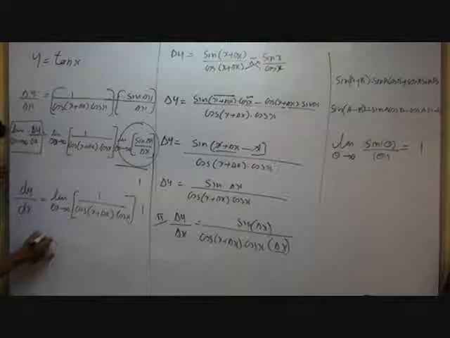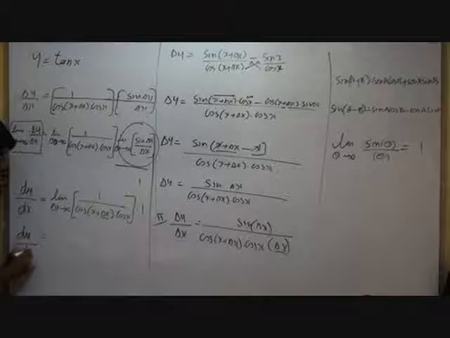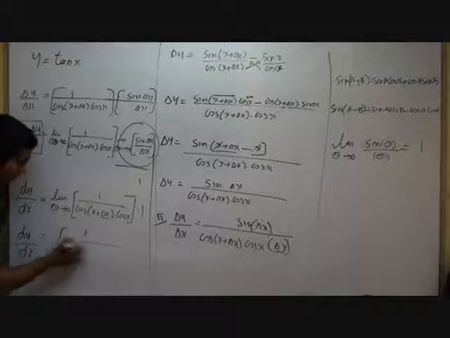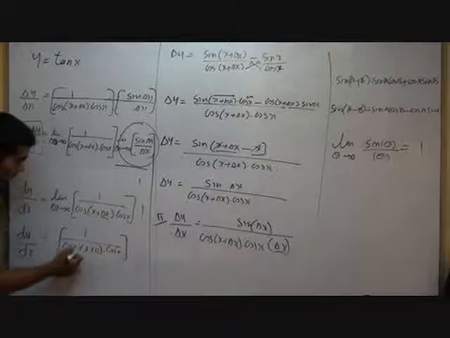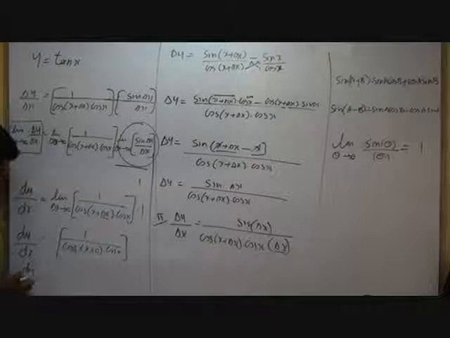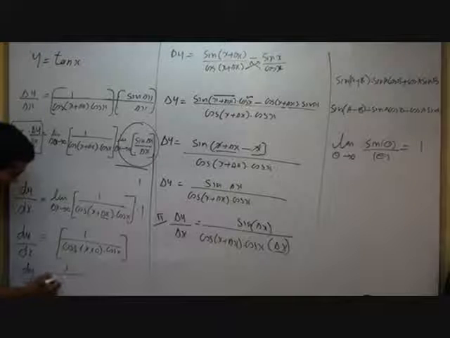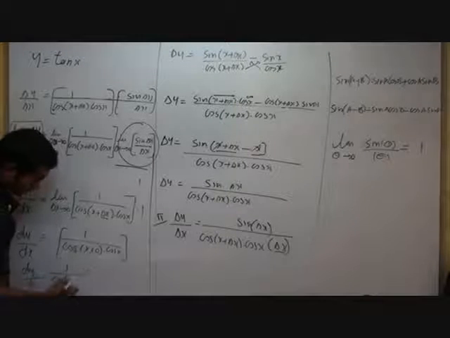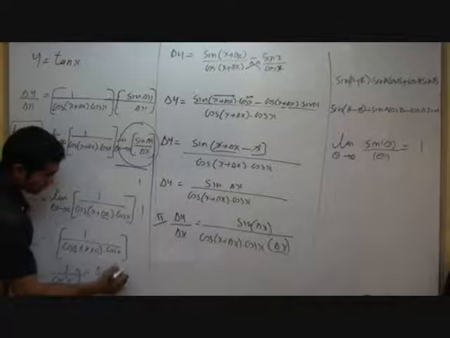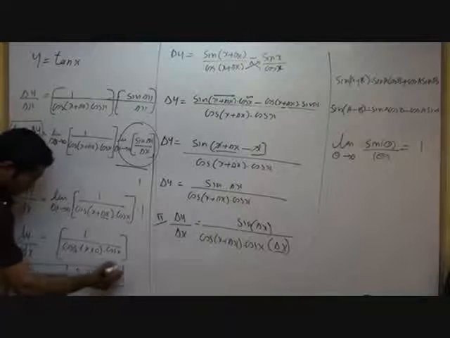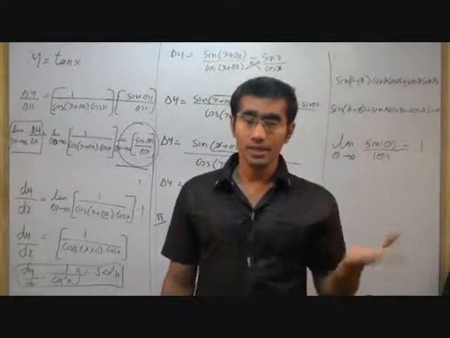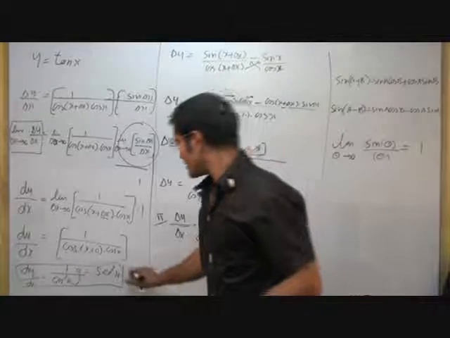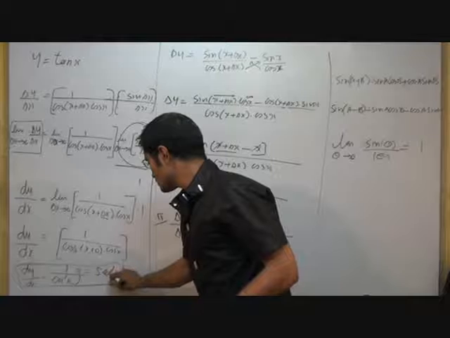Now when I apply the limit, wherever I have delta x, substitute 0. So what do I get? dy by dx is given as 1 by cos of x plus 0 into cos of x, which is nothing but cos x into cos x, so dy by dx is 1 by cos squared x, which is secant squared x. That's my answer. So differentiation of y equal to tan x, dy by dx, is nothing but secant squared x. So I understand how to do this. Alright.